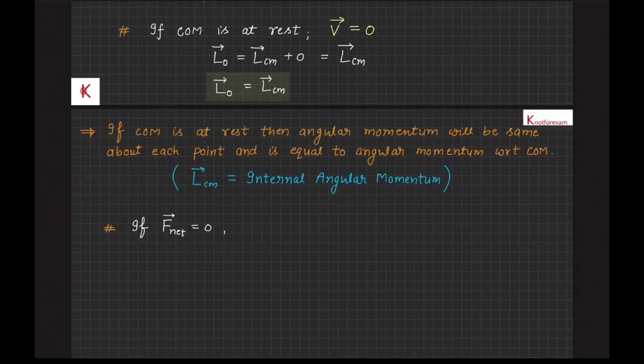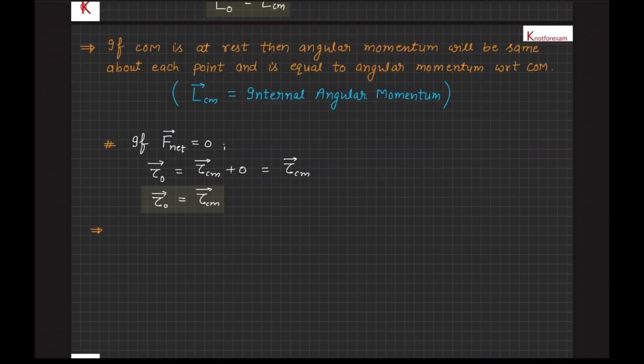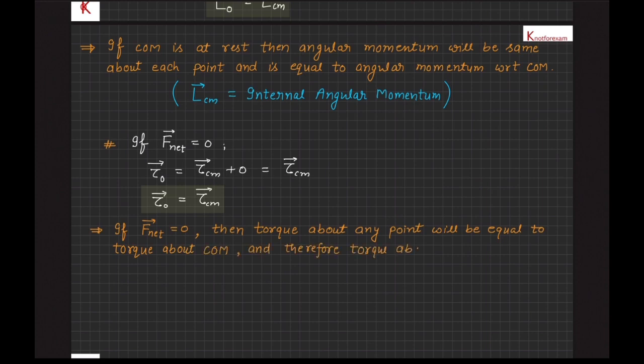Also if external force is 0, then by the relation tau vector is equal to tau_CM vector plus R vector cross F external vector, tau vector will be equal to tau_CM vector in this case. So torque about any point is torque about any other point, and all these equal to torque about center of mass in this case, and therefore torque about any point will be same if F external force is 0. Here torque about center of mass tau_CM vector is also called internal torque of the system.